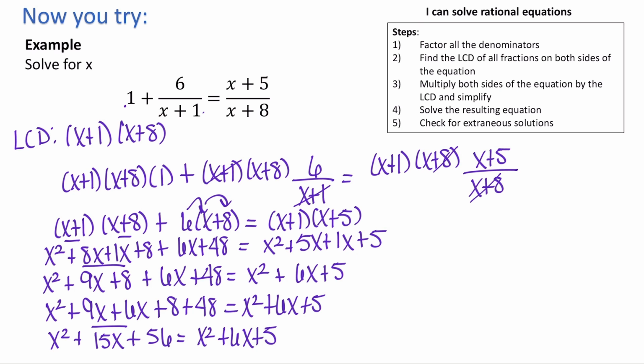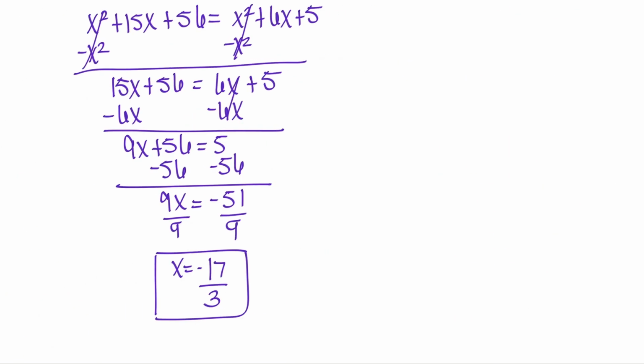So now we combine our like terms and simplify things, and we get x squared plus 15x plus 56 equals x squared plus 6x plus 5. So we need to now simplify and solve our equations. So we're going to subtract x squared from both sides, which gives us 15x plus 56 equals 6x plus 5. Subtract 6x from both sides. And then when we do that, we get 9x plus 56 equals 5.